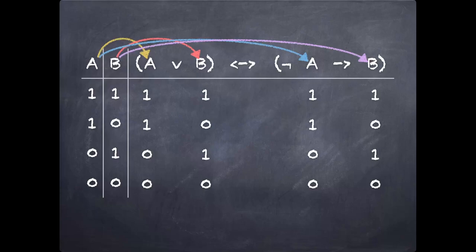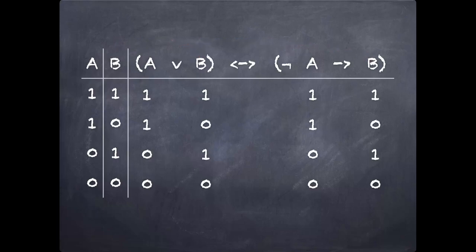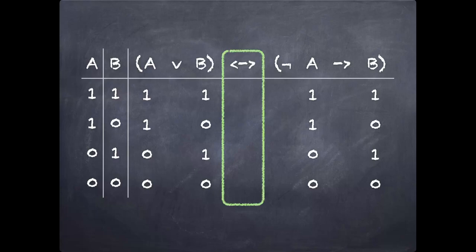So first we copy over the truth values from our atomic sentences, okay? And eventually we're going to get the truth value for the whole expression based on what we put underneath the main connective here, which in this case is the biconditional.